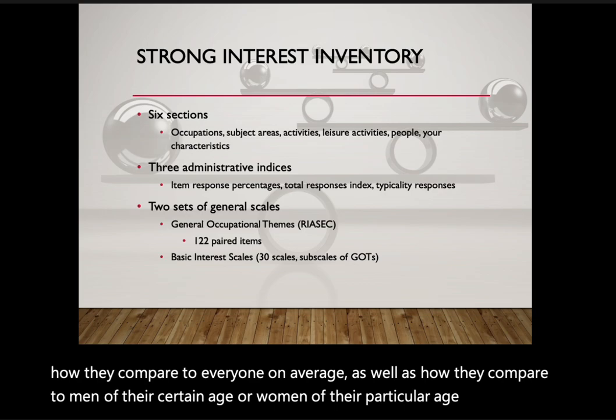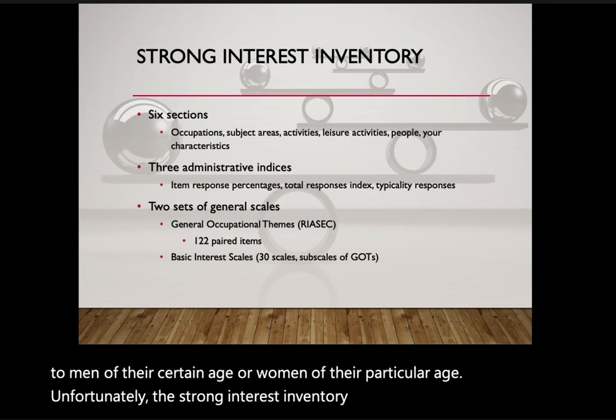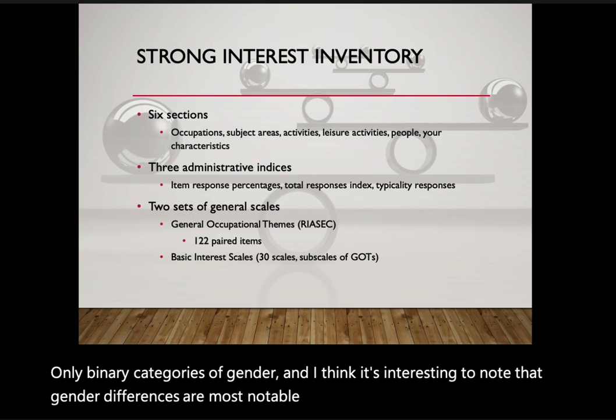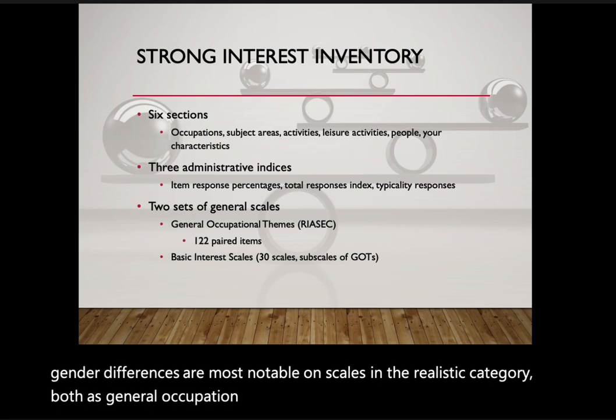Unfortunately, the Strong Interest Inventory is limited to only binary categories of gender. And I think it's interesting to note that gender differences are most notable on scales in the realistic category, both as general occupation themes and as basic interest inventories.